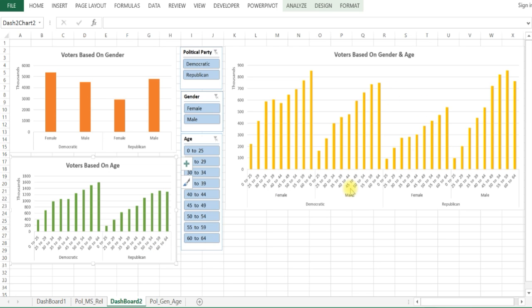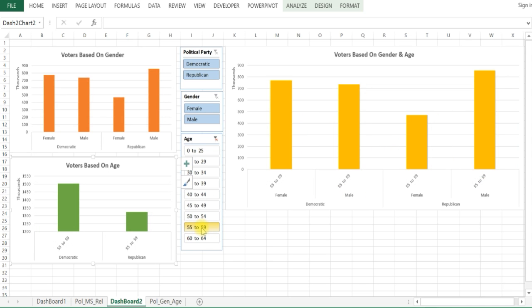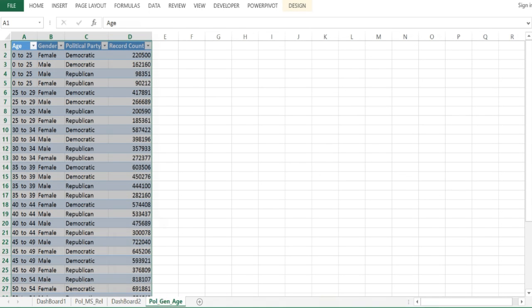And the third graph just summarizes it. The slicers help me choose, let's say, if I wanted to look at only the 55 to 59 age group people. So this is pretty helpful versus looking at the data this way.